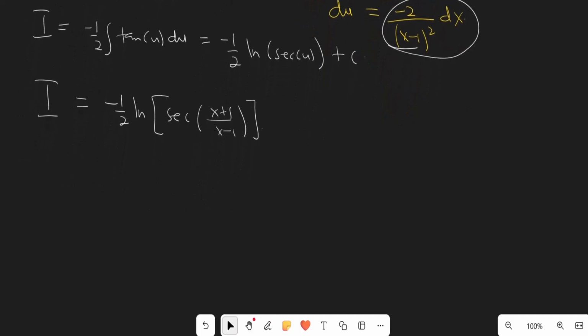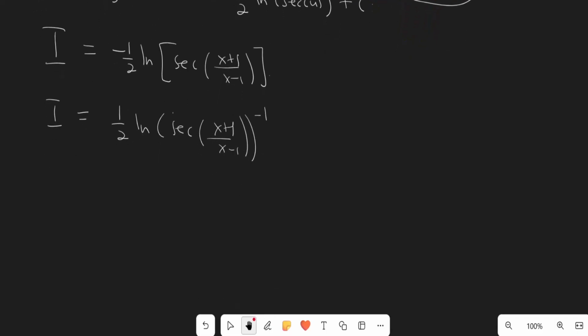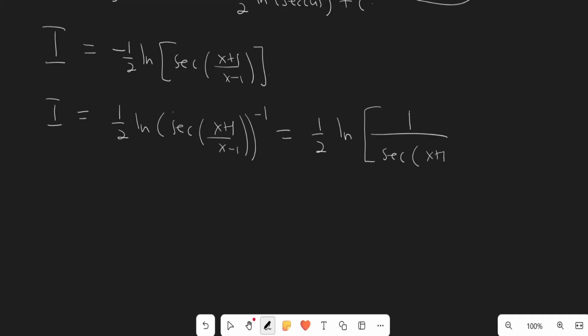Okay, so that is what we have. You can try to simplify it further. You can bring the negative 1 all the way in front using the laws of logarithm. So that's going to be 1/2 the ln of the secant of (x plus 1) all over (x minus 1), this one raised to the power negative 1. That is using the laws of logarithm. And you're going to have 1/2 the ln of 1 all over secant of (x plus 1) all over (x minus 1). I'm sorry, it should be a square bracket.